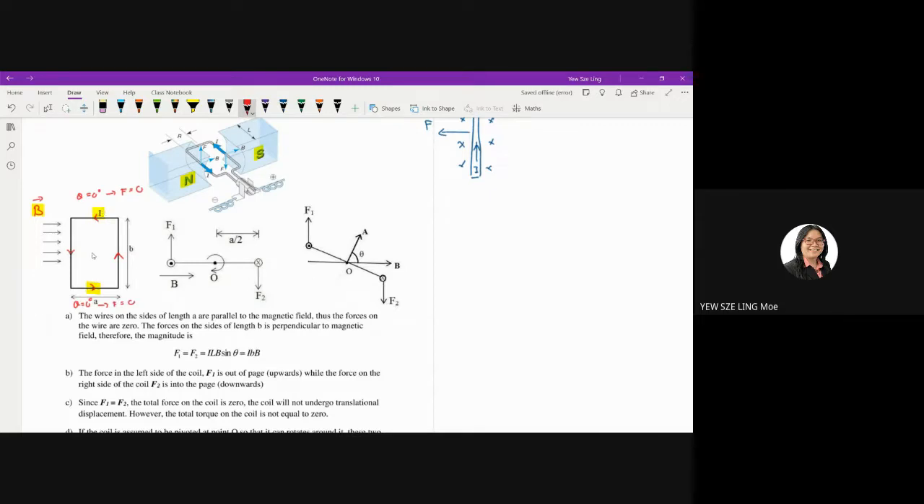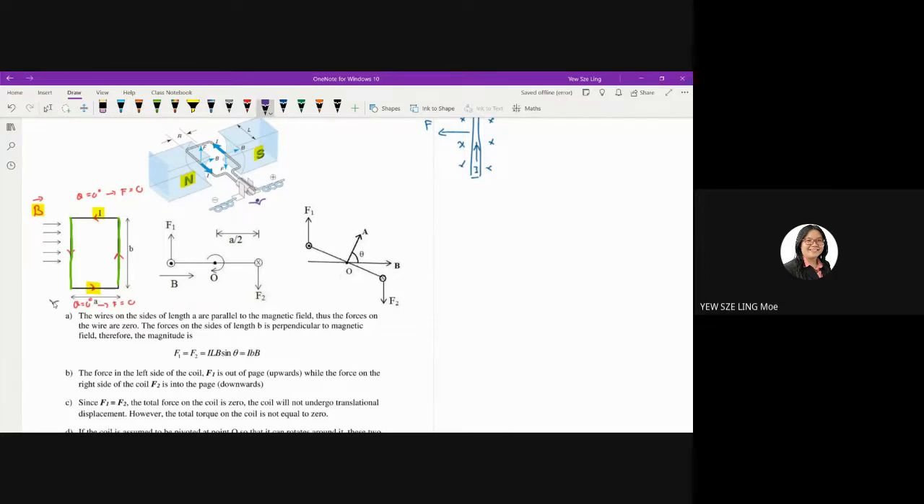So the upper part and lower part of the coil have no force acting on them because of the angle. Meaning we are going to focus on two sides: the sides where the current is perpendicular to the magnetic field. According to the diagram at the center, it is viewed from the bottom. You are locating your eye at the bottom part, viewing it from the bottom.